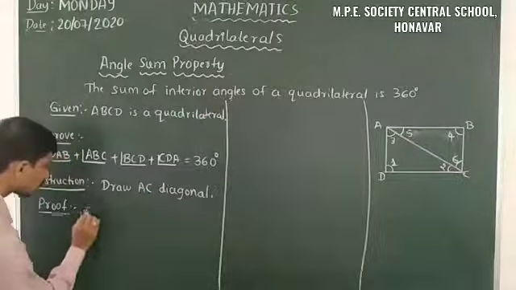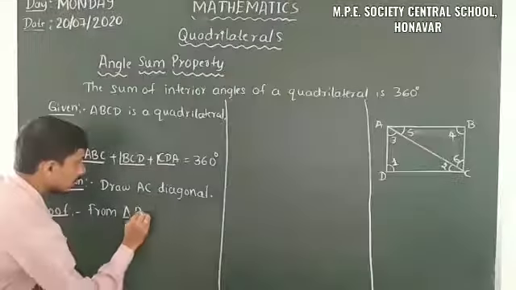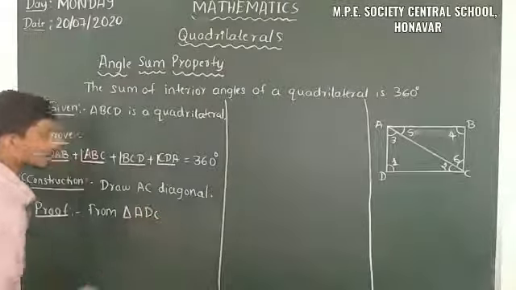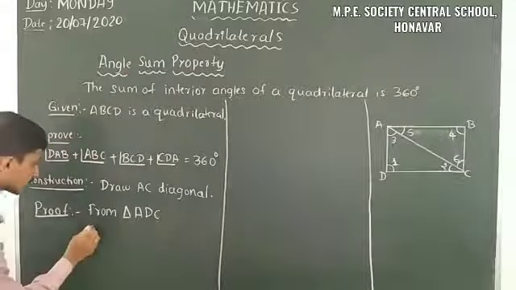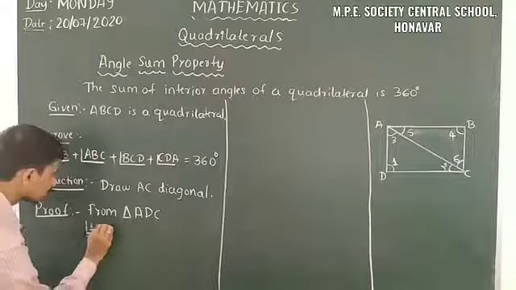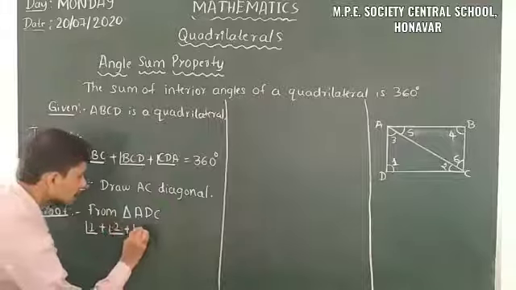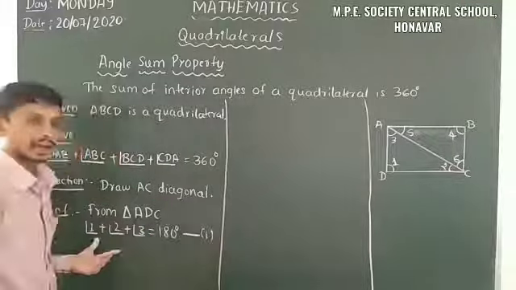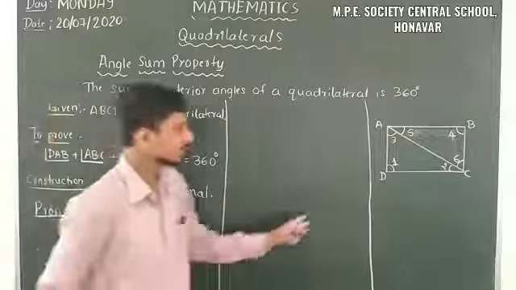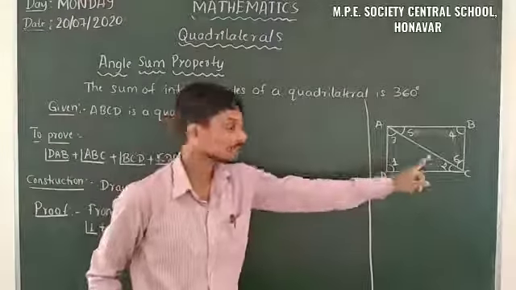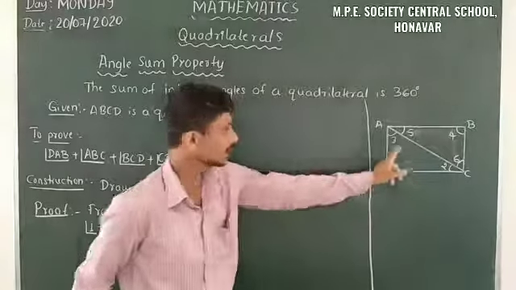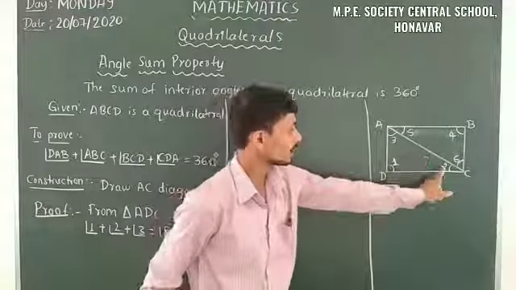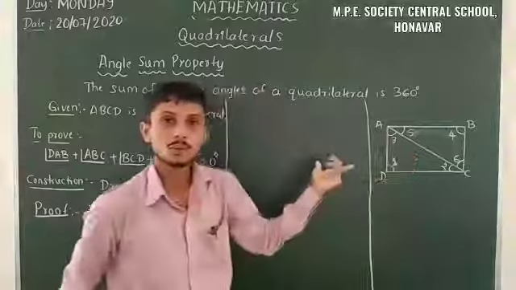So from triangle ADC, I will consider angle 1 plus angle 2 plus angle 3 is equal to 180 degrees. This is equation number 1, because angle 1 plus 2 plus 3 is equal to 180 degrees, which means the sum of the interior angles of this triangle is 180 degrees.